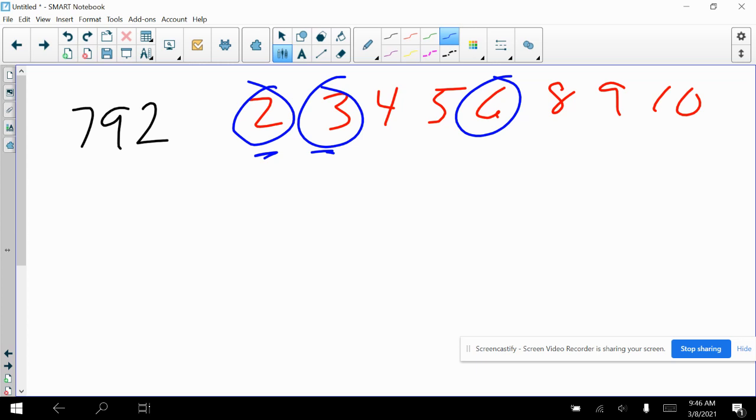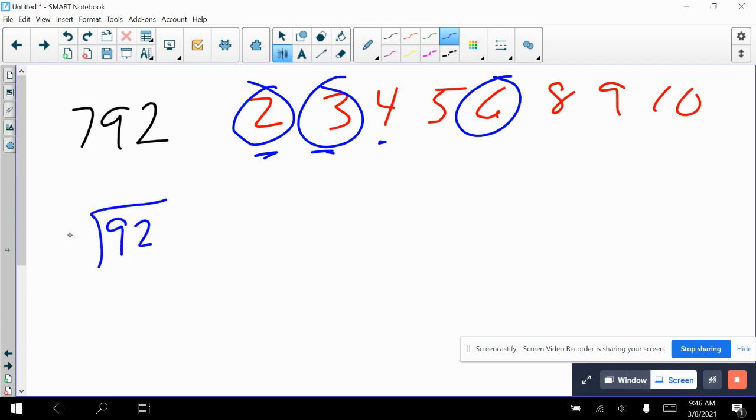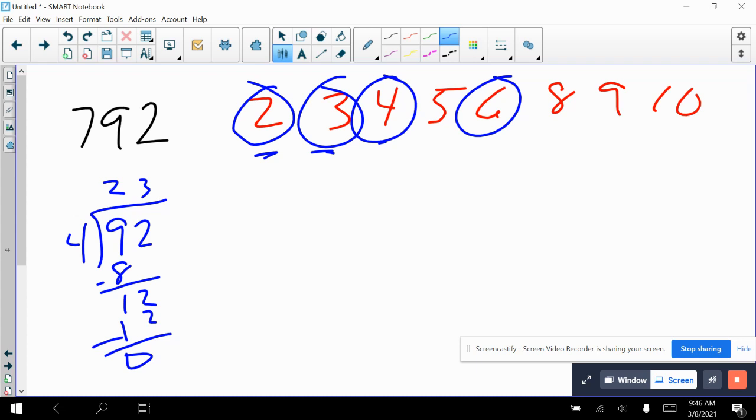Now I might have to do a little bit of math, right? What about 4? Well, I hear some yeses and some no's. If you're not sure, that is what you're going to have to do off to the side. This is the side math, right? 4 goes in twice, I get 8, I get 12. It goes in there 3 times, I get 12. I have no remainder, so yes, 4 works.